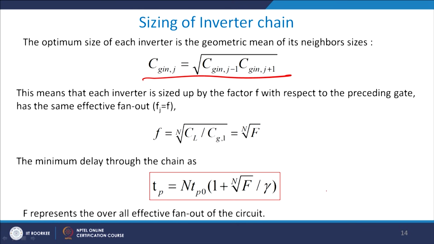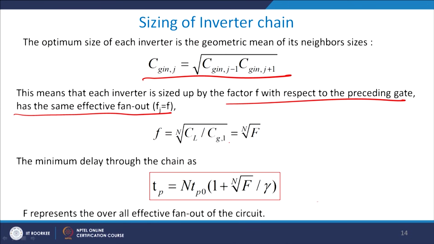That means each inverter is sized by a factor of f with respect to its preceding gate, with the same effective fan out. If you increase the sizing of each inverter in the chain by a factor of f, which I have already defined in the previous slide, you will be able to minimize your delay under all conditions. We therefore define capital F equal to CL by Cg1, the overall effective fan out, and small f equals F to the power 1 by n, which we get from here.